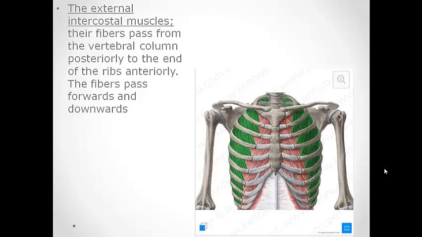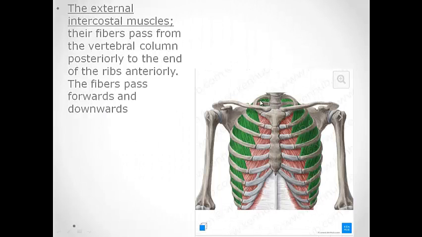If you look at the picture here, the external intercostal muscle is anything that's in green. You notice how it fills the space at the back here, right next to the vertebral column, and then it passes around and ends just at or before the costal cartilage begins.